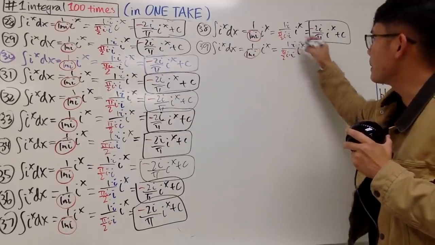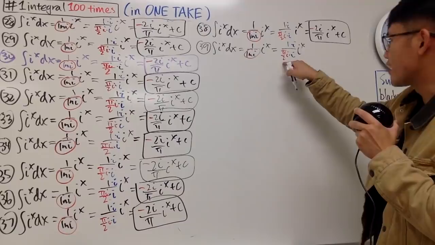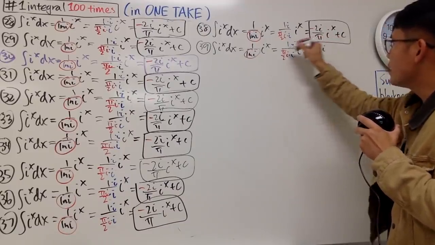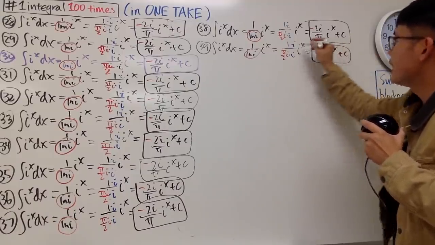So multiply by i. i times i is i squared, which is -1, and we have the 2 on the bottom right here, so we can bring that to the top. We get -2, and then we have the i right here, and then the pi right here, and then we have the i to the x power like this, and then we're all done. So put a plus c like that.